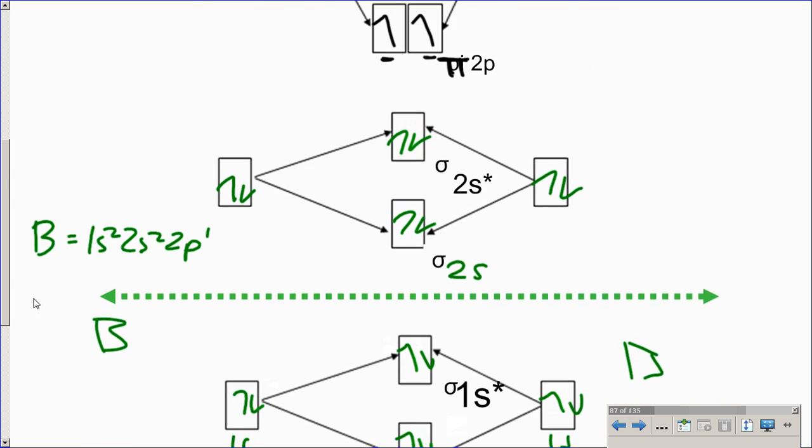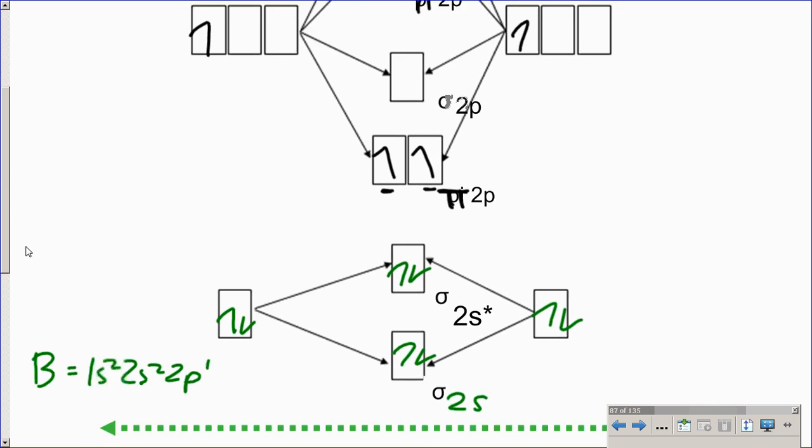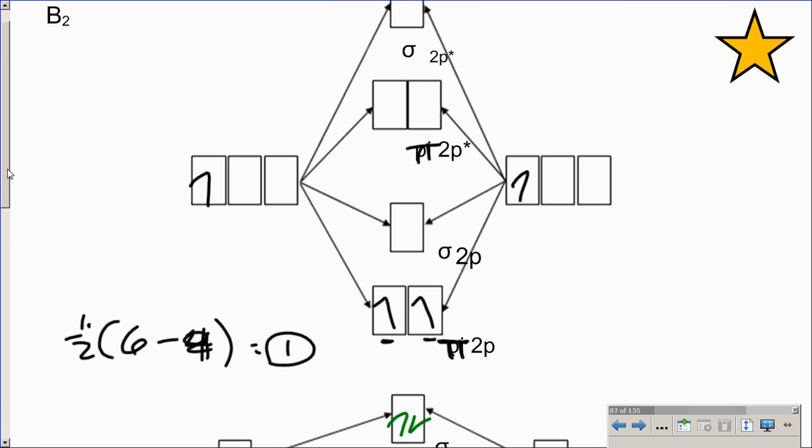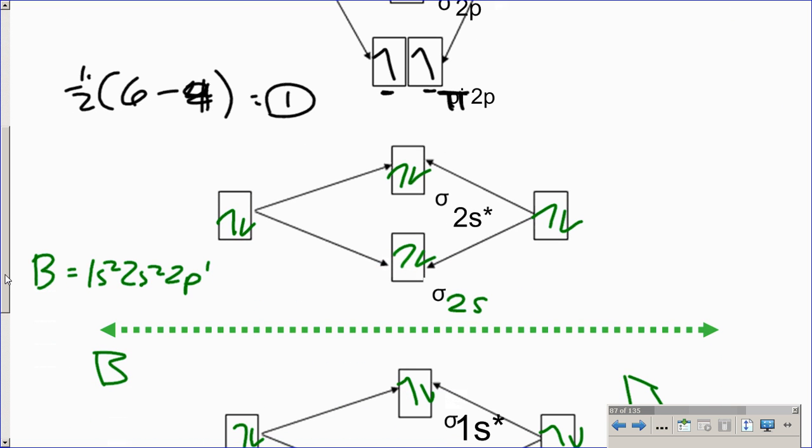1, 2, 3, 4, 5, 6. Because those are all the lowest ones, so 6 minus 2, no, 4. So 6 minus 4 is 2. Oh, there you go. Bond order of 1 for boron. So boron can exist in nature. It would have a single bond.